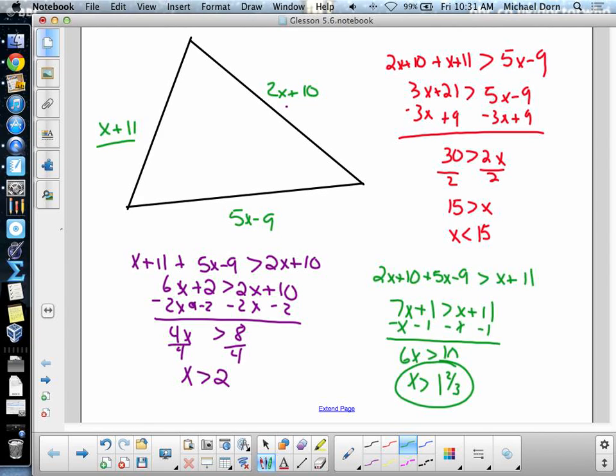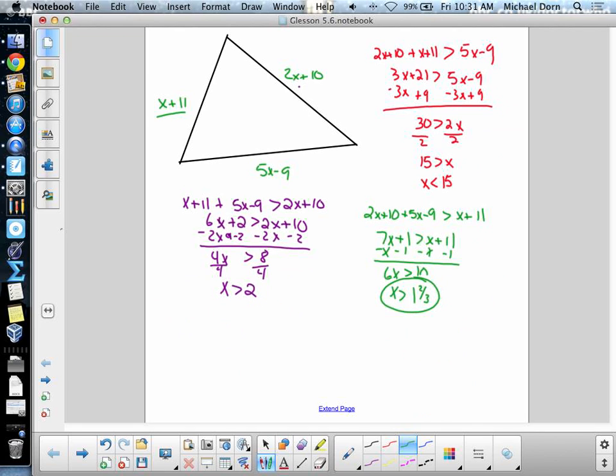All right. So I know x has to be bigger than 2, x has to be bigger than 1 2/3, and x has to be less than 15. Only 2 of those are the most restrictive. One of them is a little bit outside. So if I were to put this on a number line real quick, just to kind of see what's going on, that might be the best way to evaluate it.